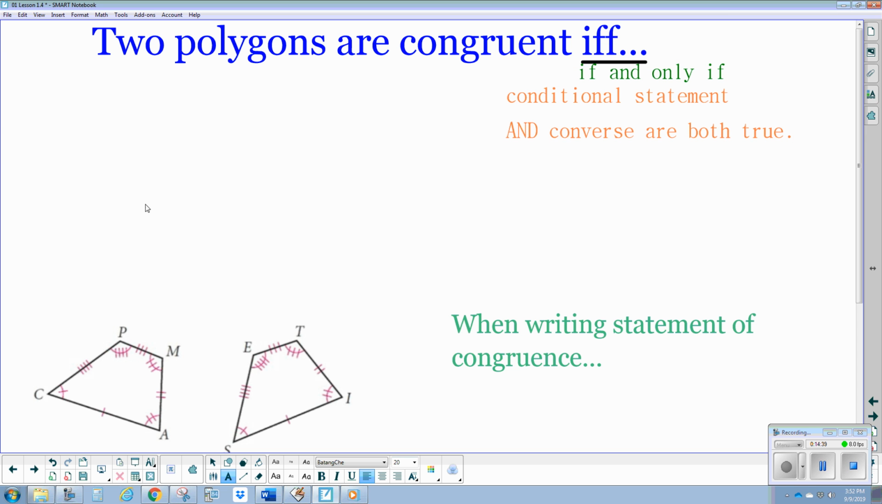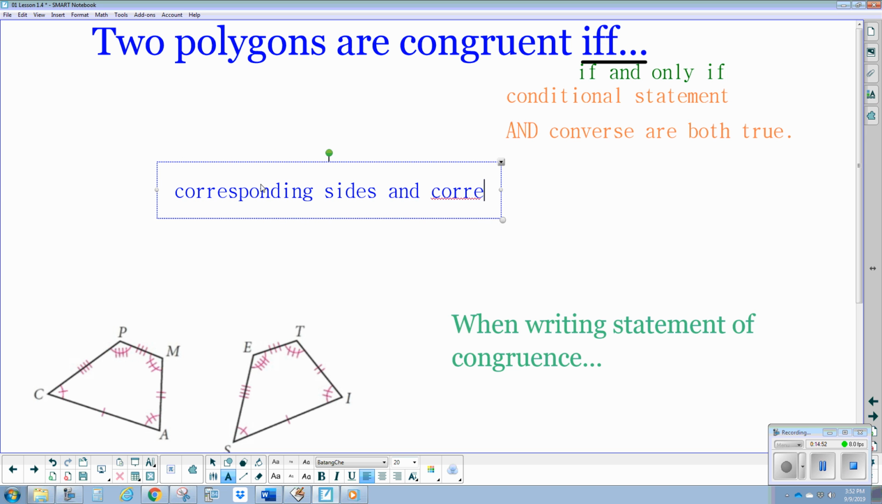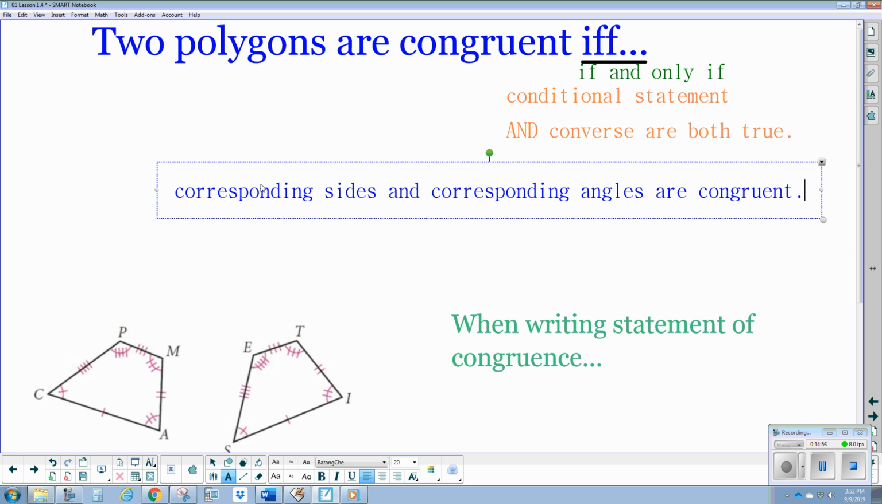So two polygons are congruent if and only if all corresponding sides and corresponding angles are congruent. So let's look and see what we mean by corresponding.